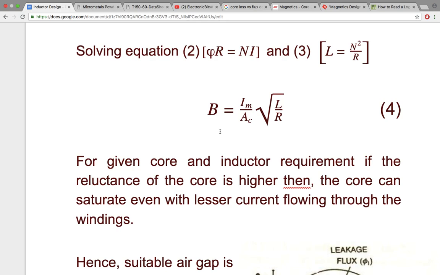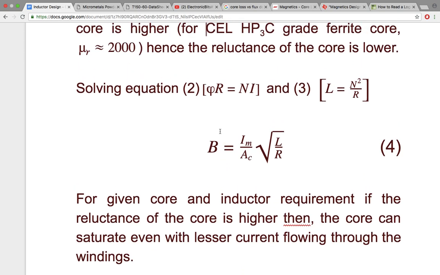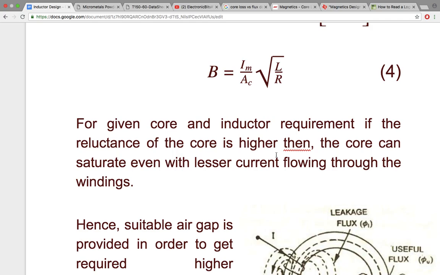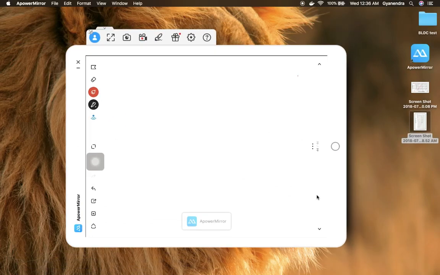So this is basically the whole idea: if you have a low reluctance, then this is the problem you will be facing. Okay. So now what happens if we introduce the air gap? To answer that, let us draw the phi-I characteristic once.